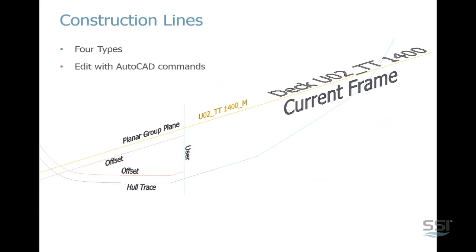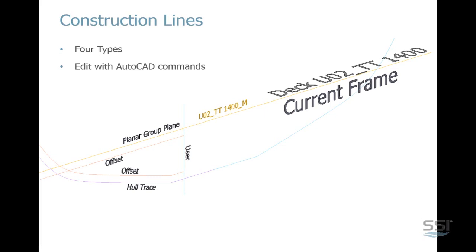So, as we saw, creating plate and working with plate in ShipConstructor is determined by working with construction lines. Construction lines are an important part of structure modeling, and ShipConstructor provides 4 different types of core construction lines. One of them is the hull trace construction line. It comes into our structure drawings from hull and represents the shape of the hull in our planar group drawing. These are the most restrictive type.